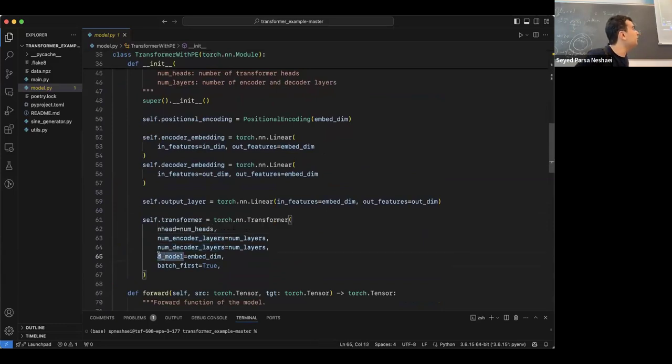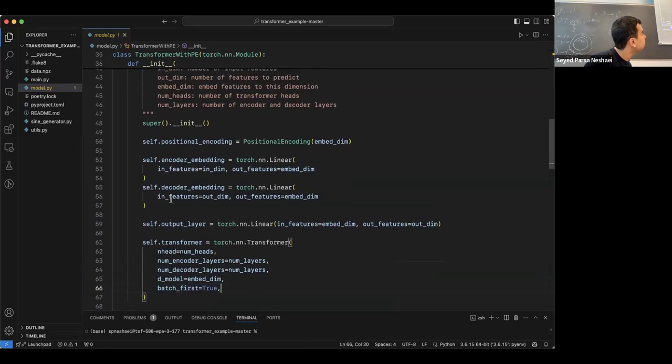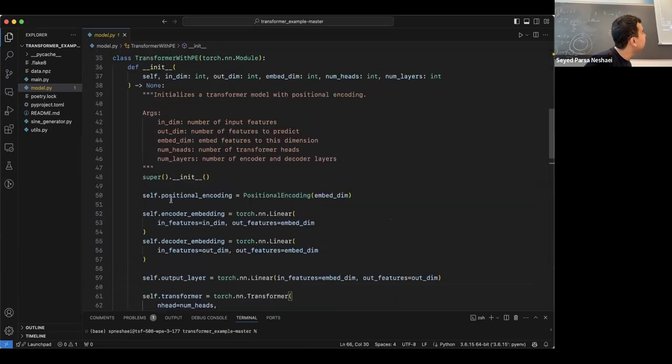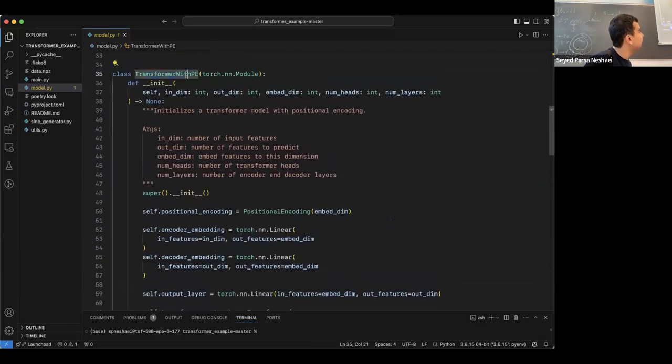There's also a parameter called d_model. This is the actual dimension of the embeddings that we pass into the model. PyTorch calls it d_model, so just remember. And batch_first you remember from yesterday, it's the same thing that we had in RNN. So yeah, this is how a transformer with PyTorch is defined.